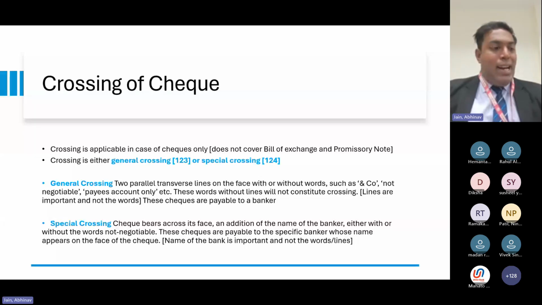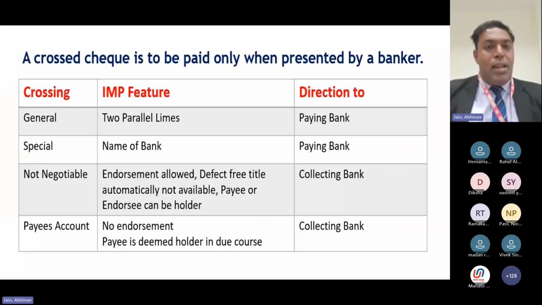Now let us understand general crossing and special crossing in a bit more detail. General crossing involves two parallel lines. Special crossing involves the name of the bank. Not negotiable crossing means further endorsement can't be made, and account payee crossing means the amount would be paid to the payee only. So in general crossing and special crossing, we are giving an instruction or direction to the paying bank which would be paying the check. And in case of not negotiable or account payee crossing, we are giving instruction to the collecting bank.